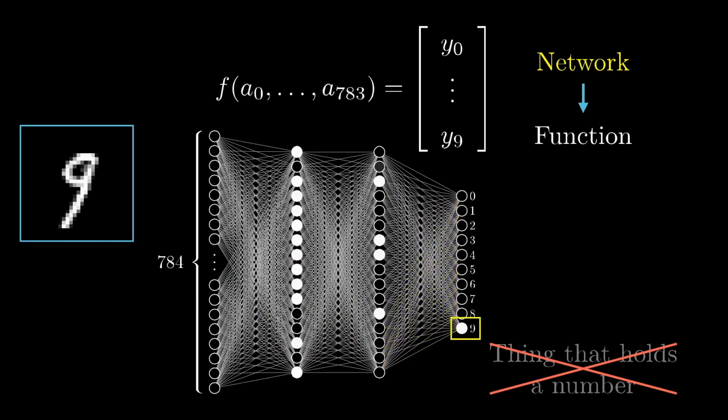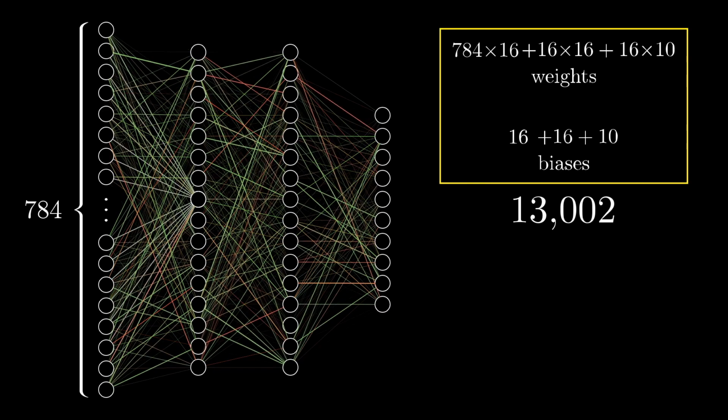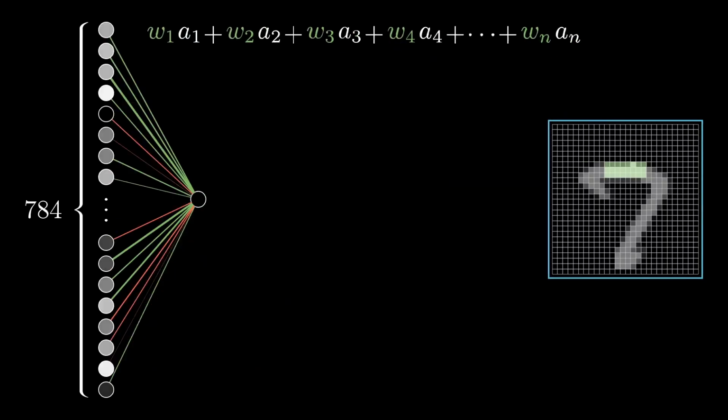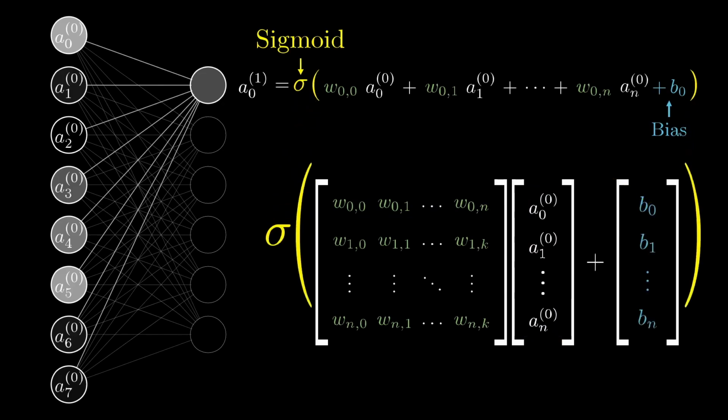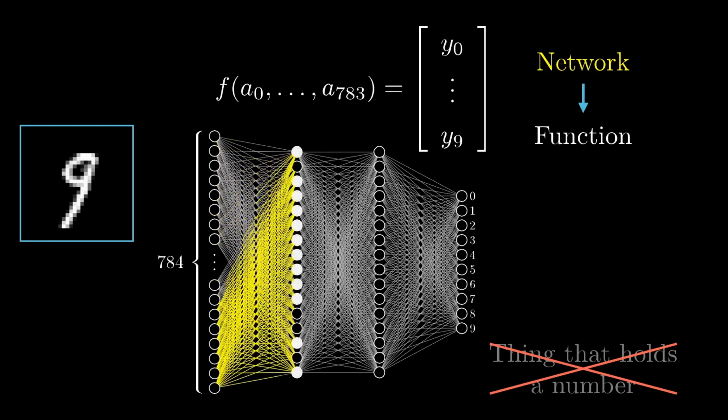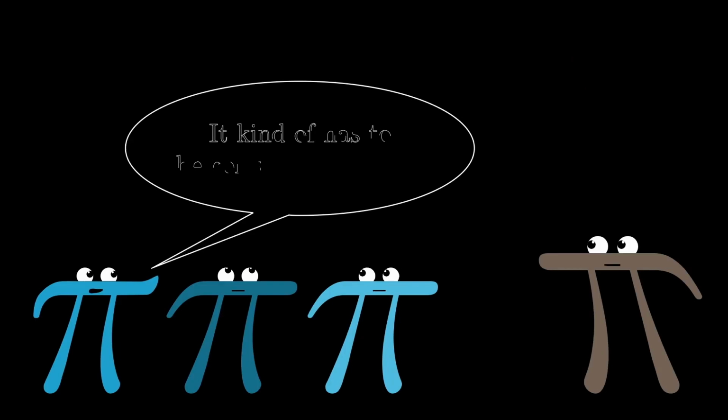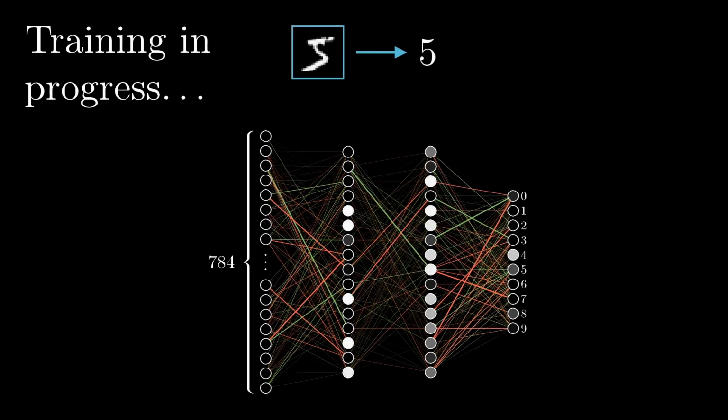It's an absurdly complicated function, one that involves 13,000 parameters in the form of these weights and biases that pick up on certain patterns, and which involves iterating many matrix vector products and the sigmoid squishification function. But it's just a function nonetheless. And in a way, it's kind of reassuring that it looks complicated. I mean, if it were any simpler, what hope would we have that it could take on the challenge of recognizing digits?